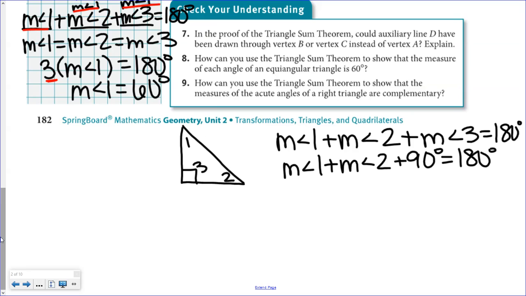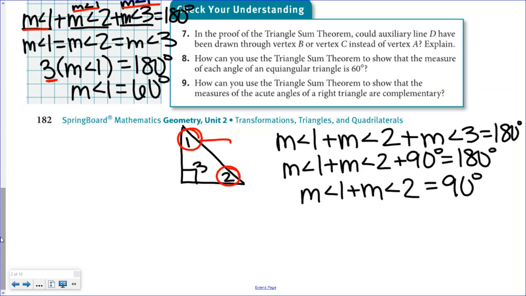And then I can simplify this equation by subtracting 90 from both sides of my equation. And that allows me to get that the measure of angle 1 and the measure of angle 2 equal 90 degrees. So that means that this angle and this angle are complementary because they add up to 90 degrees. Complementary means that they add up to equal 90 degrees. And that's always going to be the case. If you know you have a right triangle, the other two angles have to be complementary. They have to add up to 90 degrees.